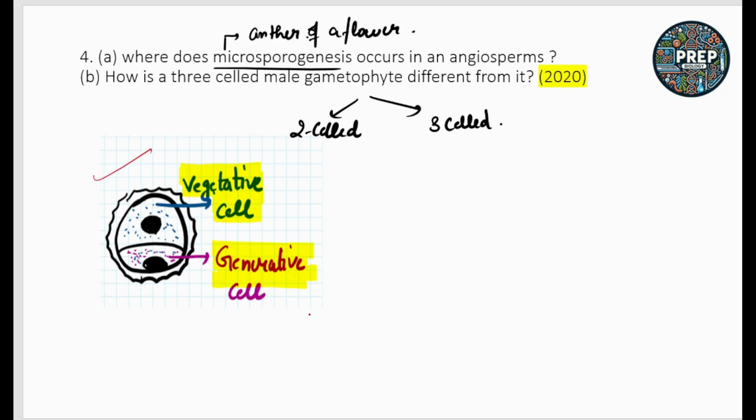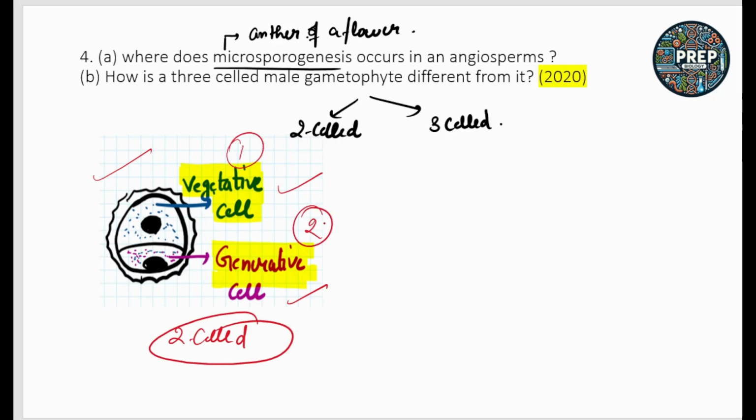This is the two-celled male gametophyte. Why? Because when the asymmetrical division occurs in the pollen grains, the vegetative cell and the generative cell, the two-celled stage, is formed. Okay, two-celled: one is vegetative and the second is generative. What is the three-celled stage?